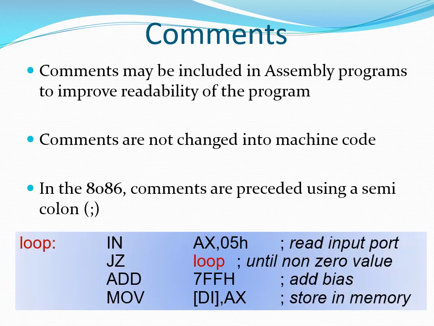Comments are included in assembly programs to improve the readability of the program. For example, they may be used to describe and explain uses of particular instructions or uses of particular code sections. The comments are not changed into machine code. In the 8086 assembly language, comments are preceded using a semicolon.